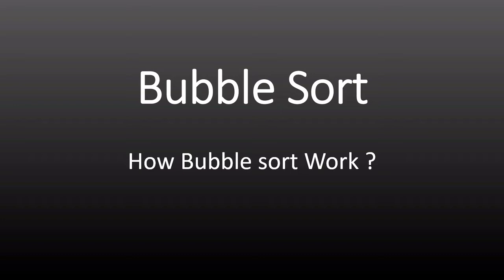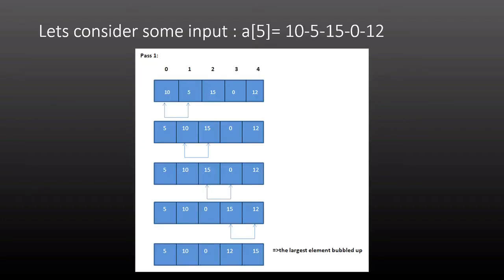In this video, we are going to see bubble sort and how bubble sort works. We have some input: an array of 5 elements, 10, 5, 15, 0 and 12, which we are going to sort with the help of bubble sort. So consider a row of indices 0 to 4, where the 0th element contains 10, and so on with respect to the row, all the numbers.